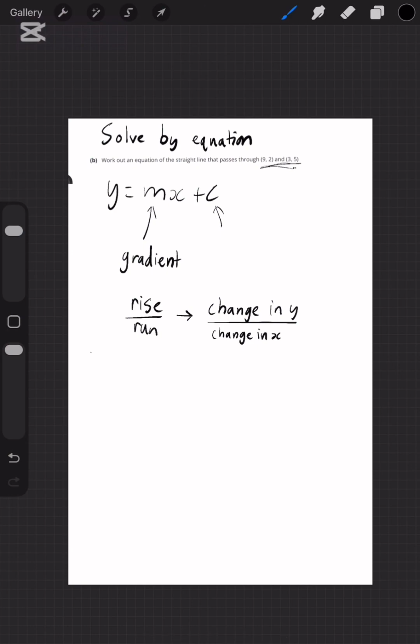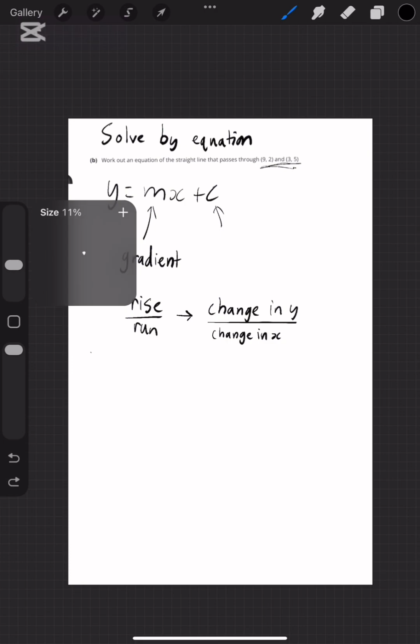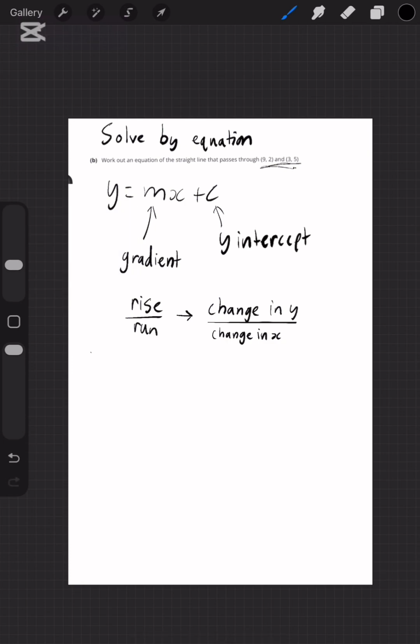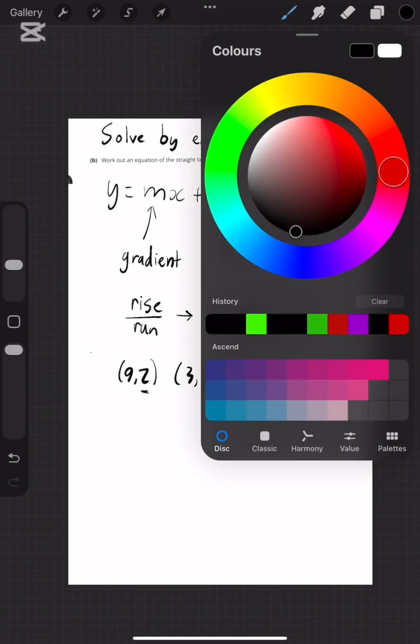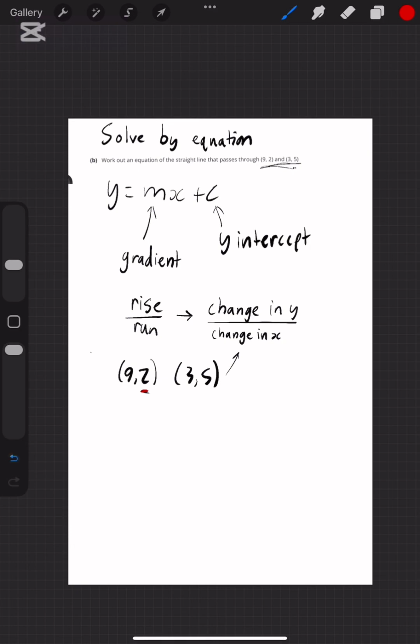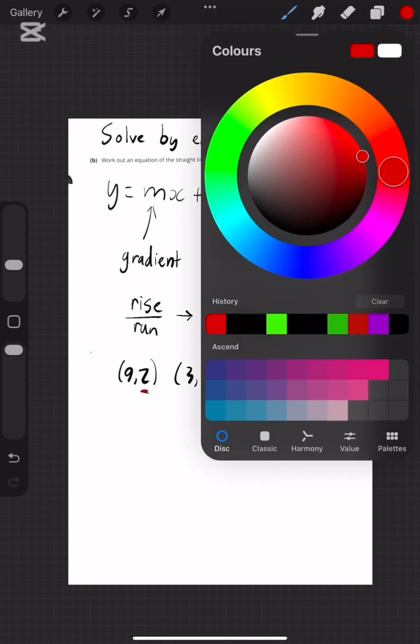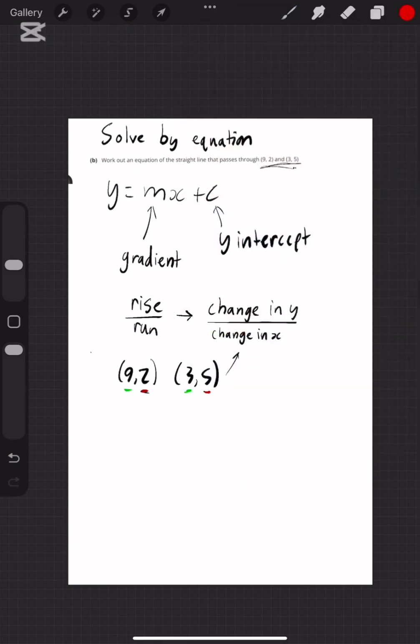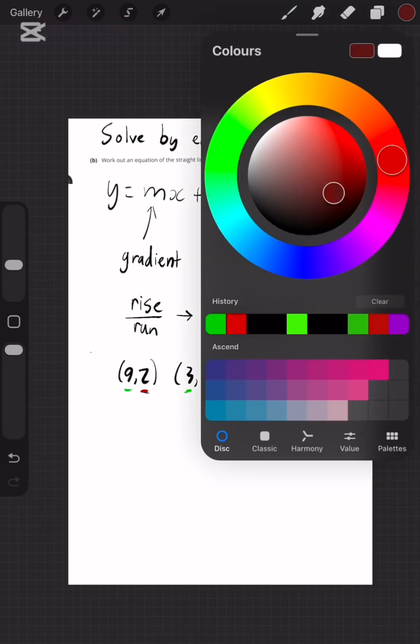Okay, so let's move on to something more challenging, solving by equation. So what we have here is our starting equation with the gradient and the y-intercept. The gradient, remember, is rise over run, or change in y over change in x. So first we want to write down our coordinates that we're given. Okay, then we're going to mark down our y-coordinates first, and our x-coordinates. Remember, the x-coordinates come first, all the time.